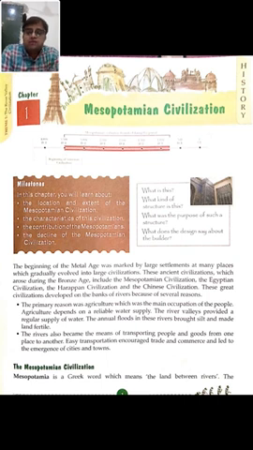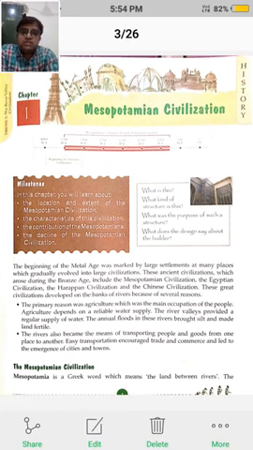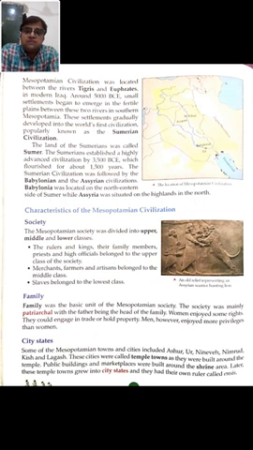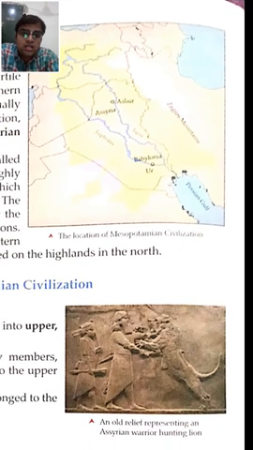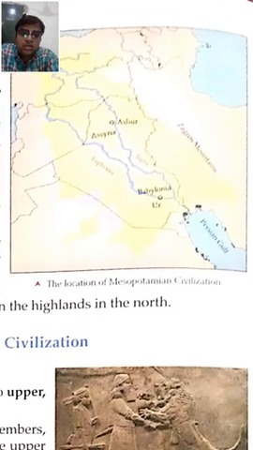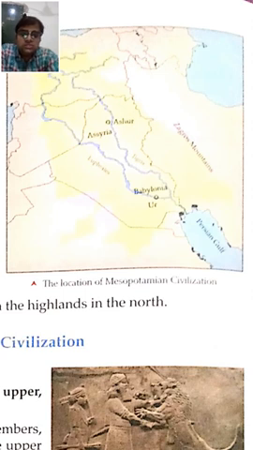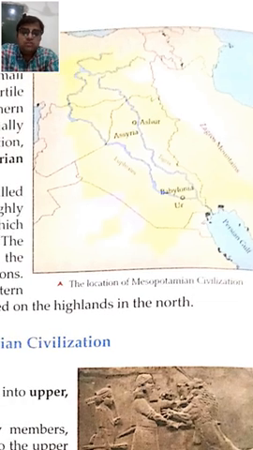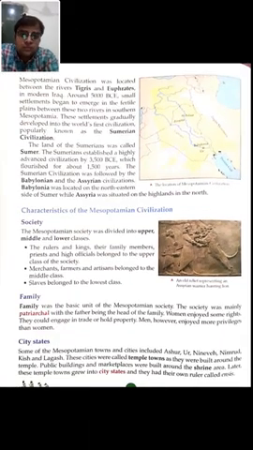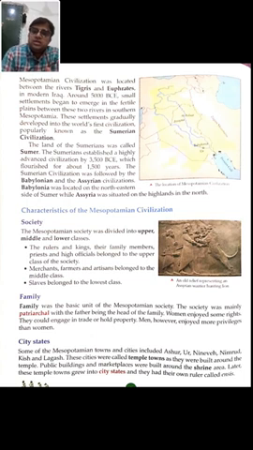Now, our first topic is the Mesopotamian civilization. Mesopotamia is a Greek word which means the land between two rivers. Mesopotamian civilization was located between the rivers Tigris and Euphrates. So my dear students, I am just showing you where the Tigris and the river Euphrates are located. In this map, the location of the Mesopotamian civilization, you can see Euphrates and Tigris. So this is the actual view of the Mesopotamian civilization. It was located between the two rivers Tigris and Euphrates in modern Iraq.